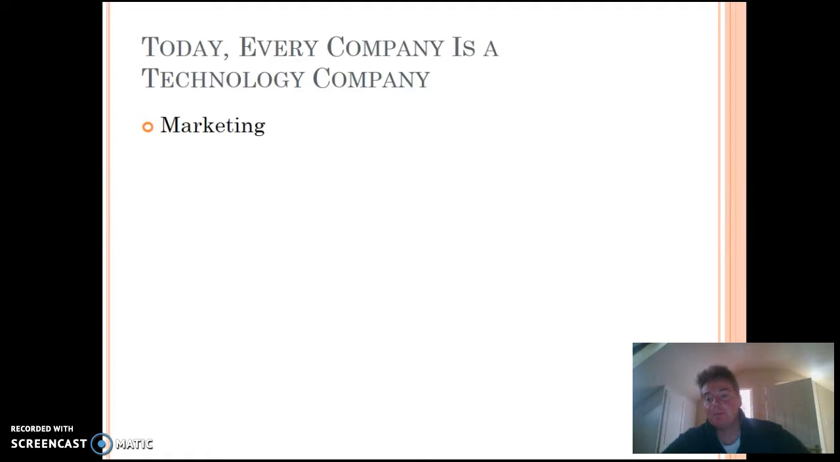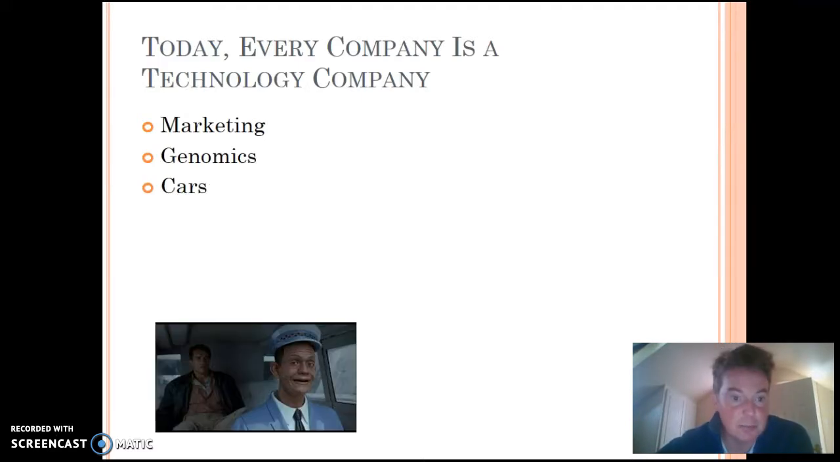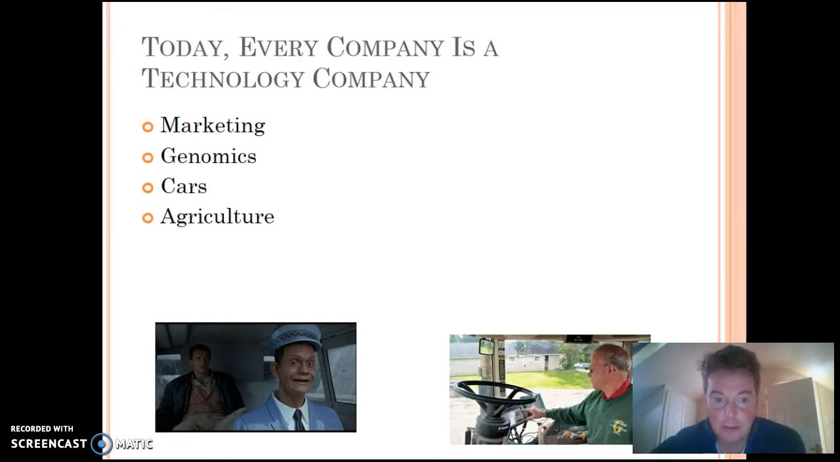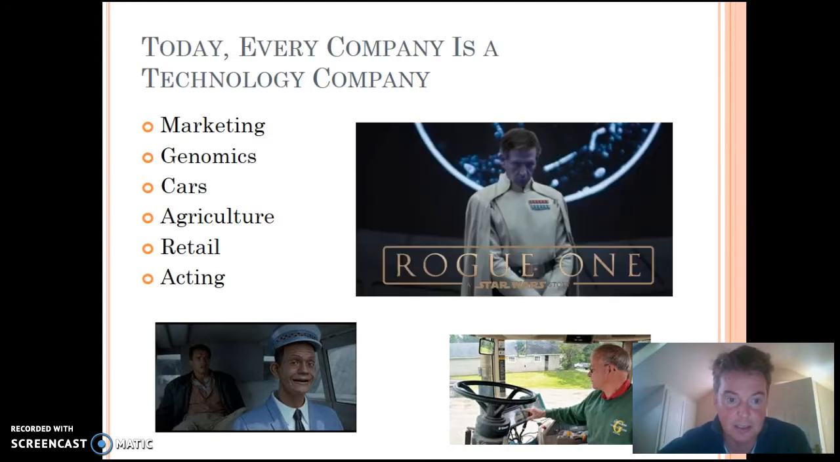Something to bear in mind again is that every organization is a technology company at this stage. So we've got things like marketing companies that are relying on social media. Genomics, which was previously done in the laboratory, is now using computer simulation. We're moving towards autonomous self-drive cars, agriculture relying on technology. Retail has become the merger of bricks and clicks retail.